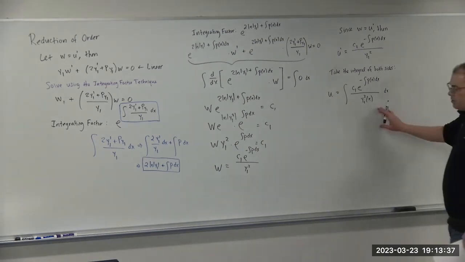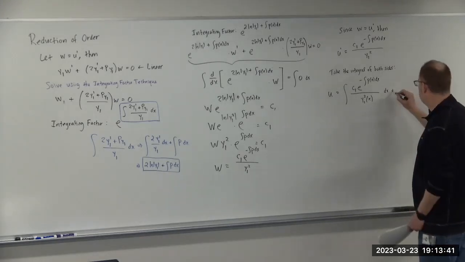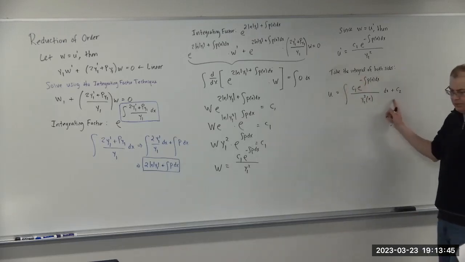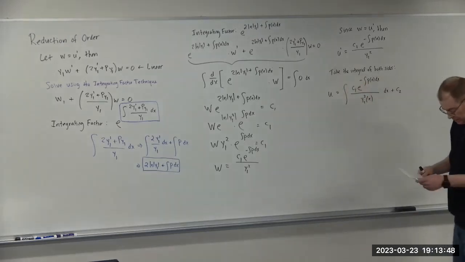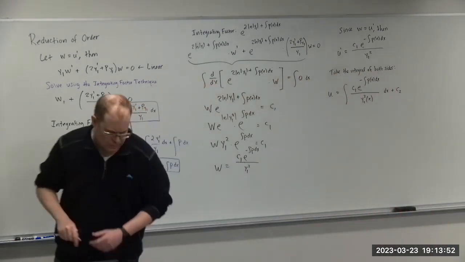And then obviously, we're going to have another constant here. So let's call that c2, because we're taking the integral of both sides. So that's going to introduce a new integration constant. All right.